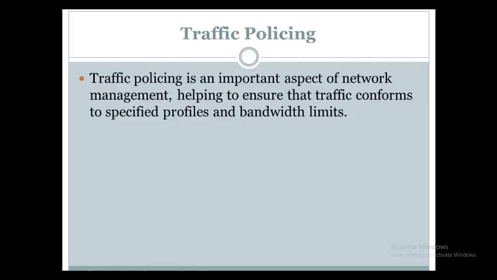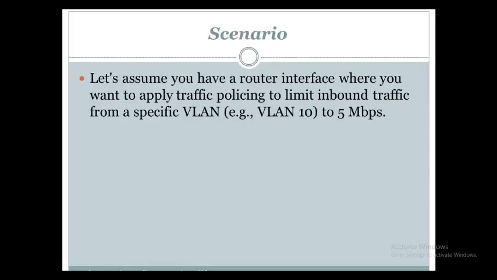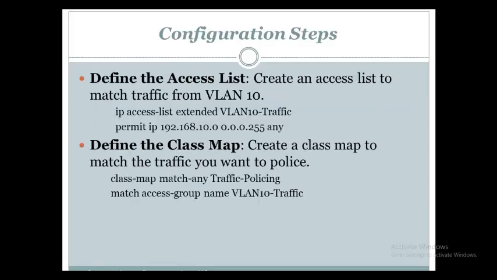This is the configuration steps. You have an access list. So here is the access list to match the traffic of VLAN 10. Okay, so this 192.168.10 is the traffic of VLAN 10. We are now, first of all, matching it. Classify. That is called class map, classification. We say this particular traffic.